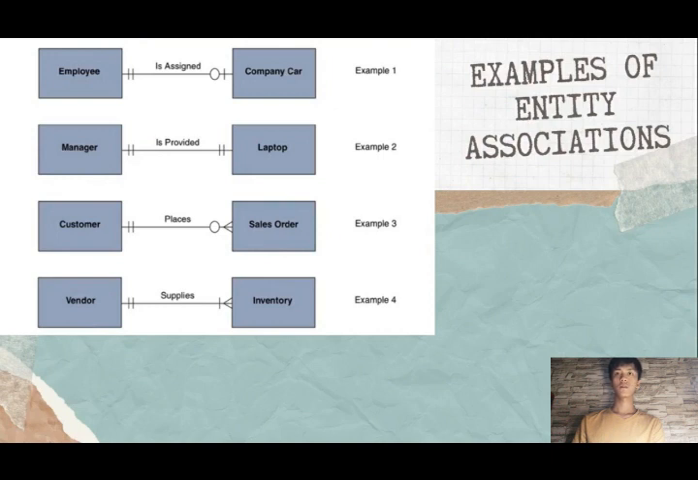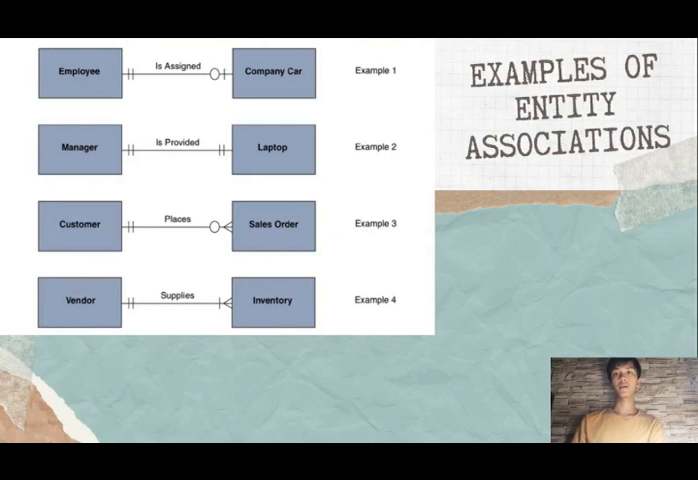The first example: let's assume that a company has 1,000 employees, but only 100 of them are sales staff. Assume also that each salesperson is assigned a company car, but non-sales staff are not. So example 1 shows that for every occurrence or record in the employee entity, there is a possibility of 0 or 1 occurrence in the company car entity.